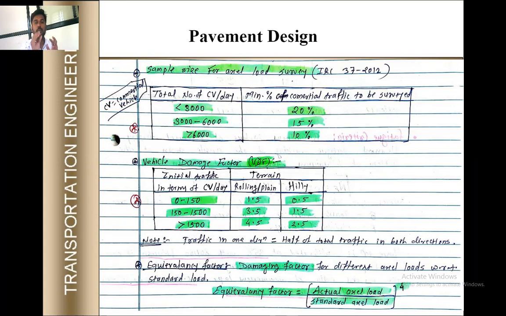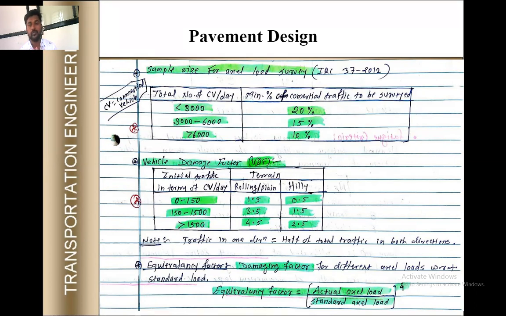If the commercial vehicles passing on that road are 3,000 to 6,000 vehicles per day, then we have to check 15% of the commercial vehicles. And if it goes above 6,000 commercial vehicles per day, then we need to check at least 10% of the commercial vehicles, to see whether those vehicles are traveling within their specified limiting loading conditions.